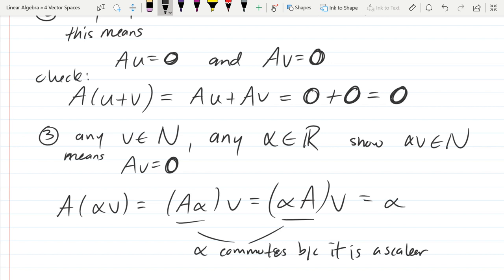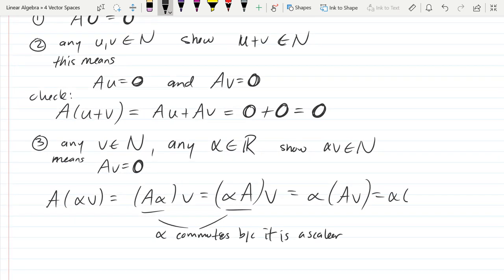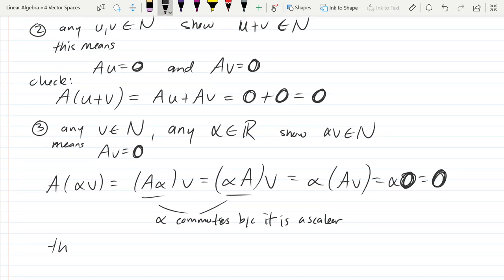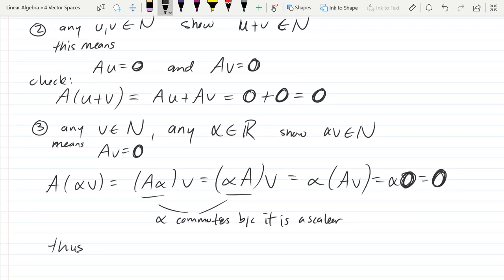And then we can reassociate. And we got alpha times the zero vector now. And any number times zero vector is zero vector. So there we go. We showed that alpha V is a solution to that homogeneous system there. So our set will be closed under addition and scalar multiplication, and that's all it takes to show we have a subspace. Thus, N is a subspace. Now we're going to check the dimensions.